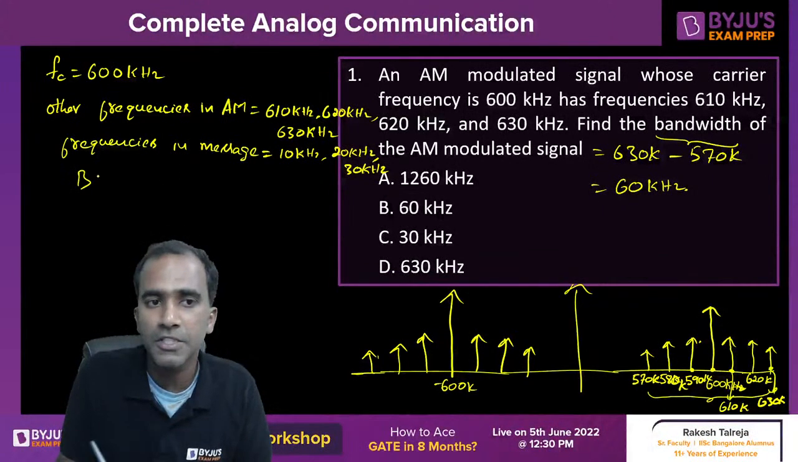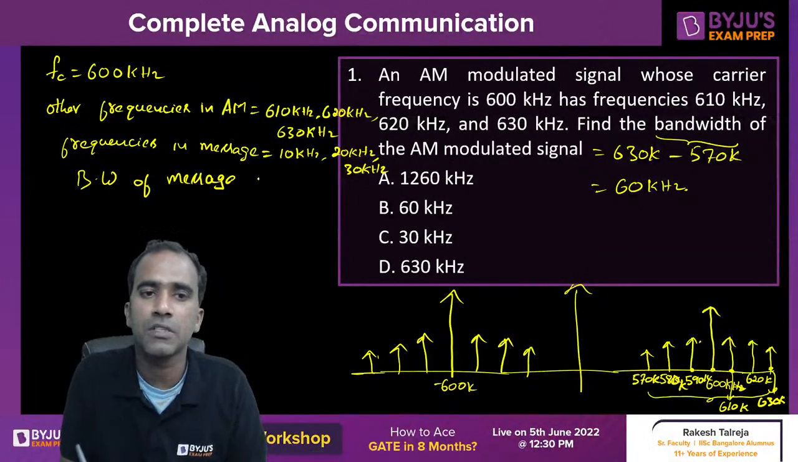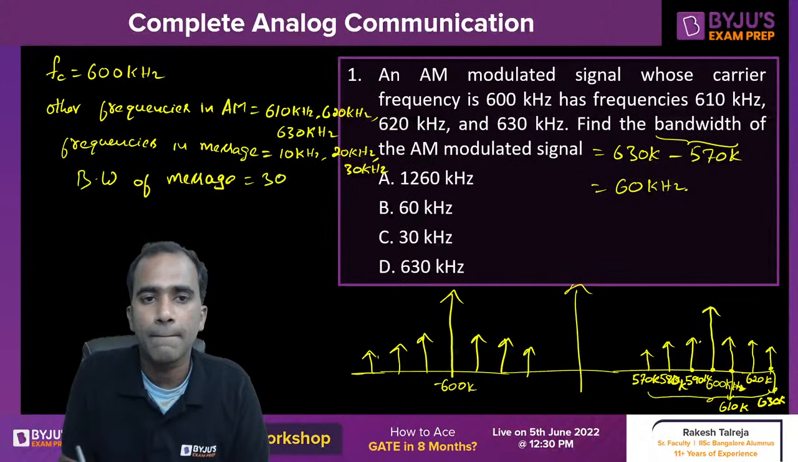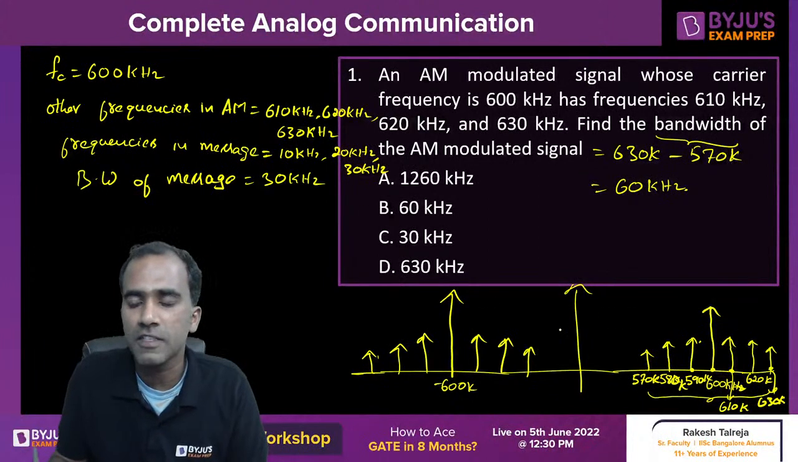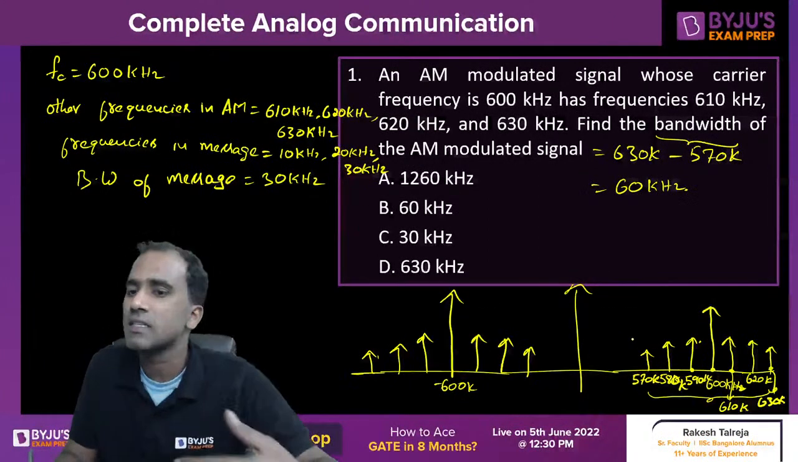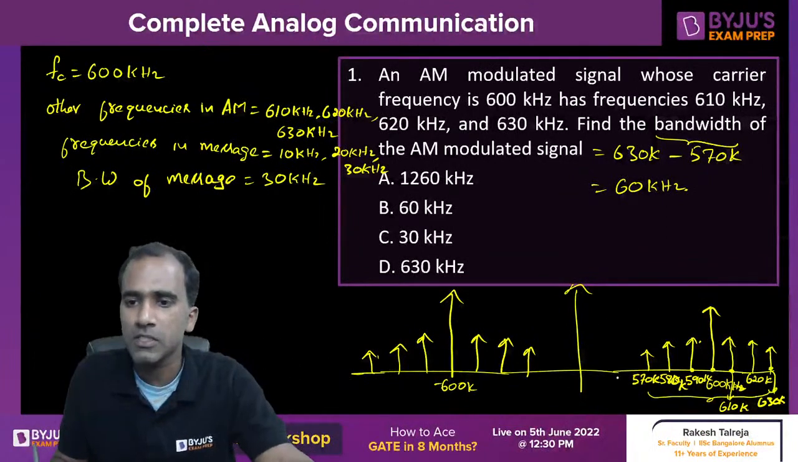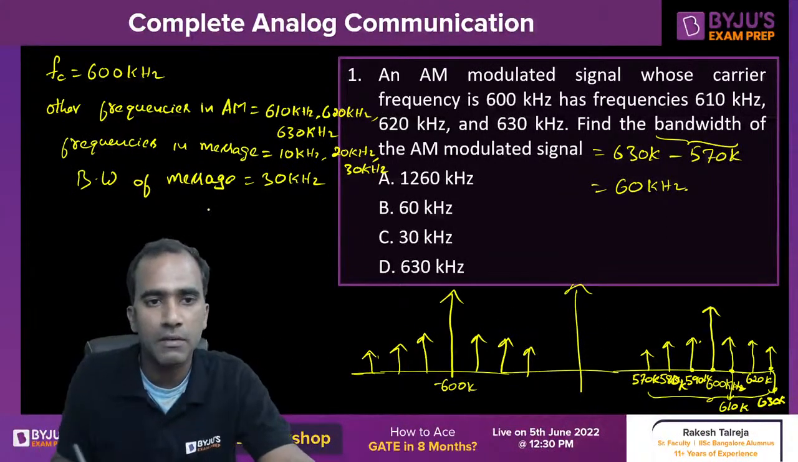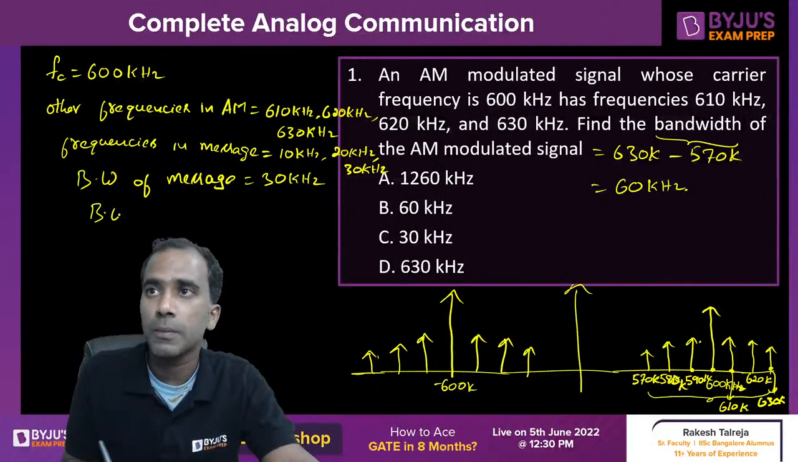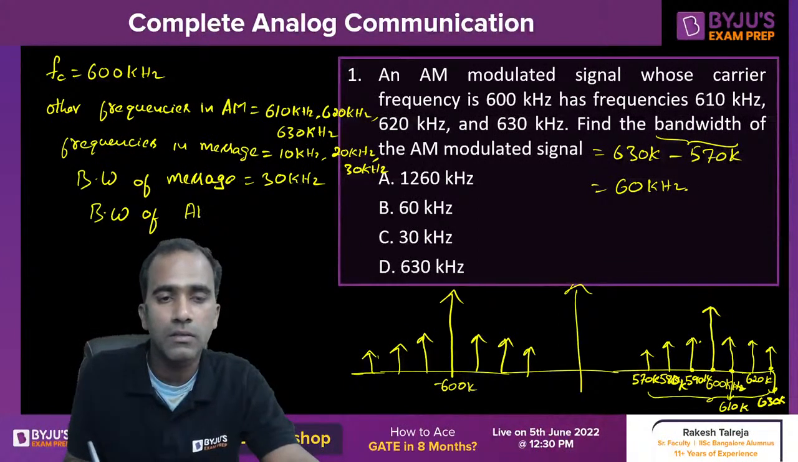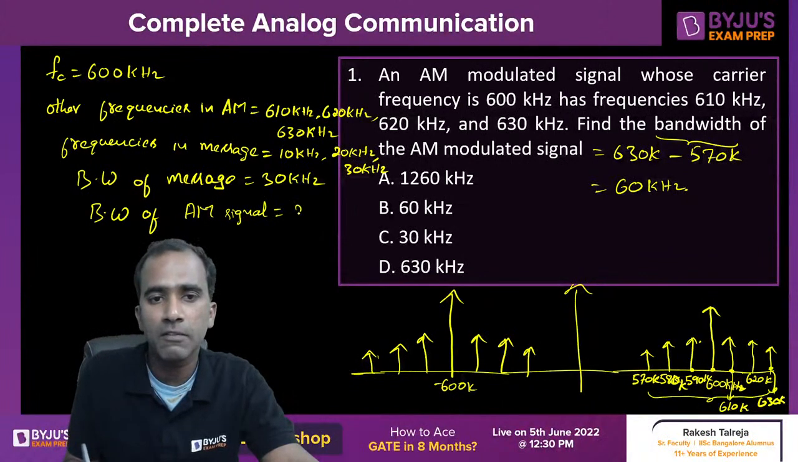So from this information, we can figure out the bandwidth of the message. Just to solve this question, you can analyze in this manner. That is sufficient. But why I have told you all this is just for the sake of analyzing some tougher questions. This process of analysis will help you to solve tougher questions as well. So the bandwidth of the AM signal is 2 times the message bandwidth, which is 2 into 30 kilohertz, which is 60 kilohertz.